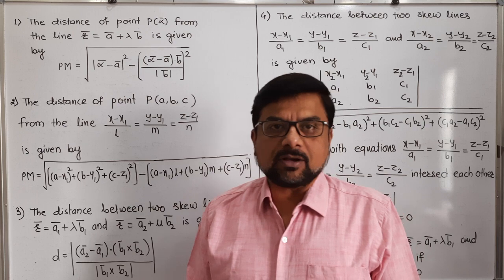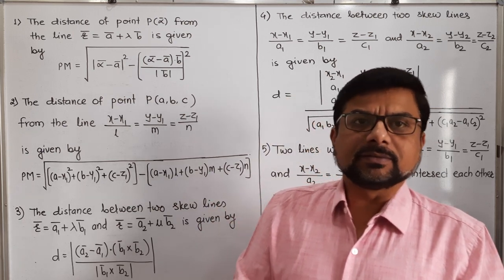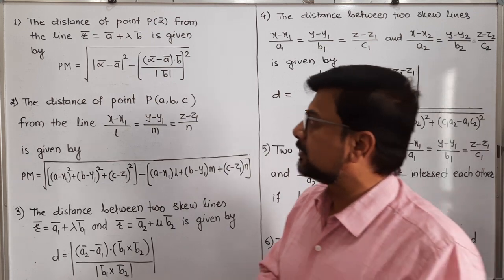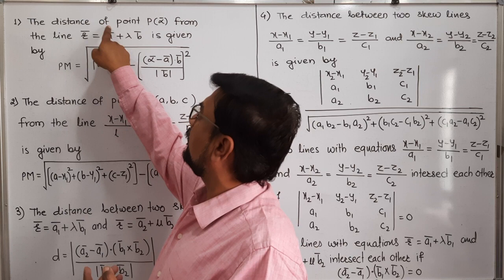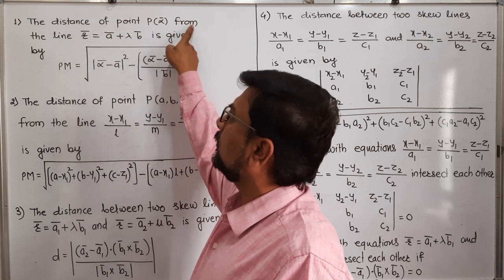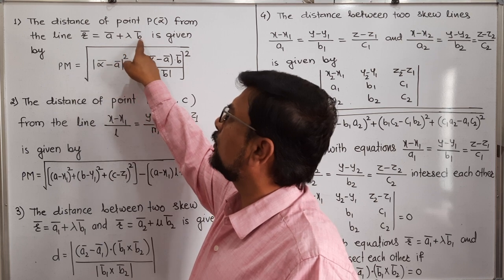In last lecture we have studied some concepts from the chapter lines. I will revise the concepts which I have studied. The first concept we have studied: the distance of a point from the line r vector is equal to a vector plus lambda into b vector.